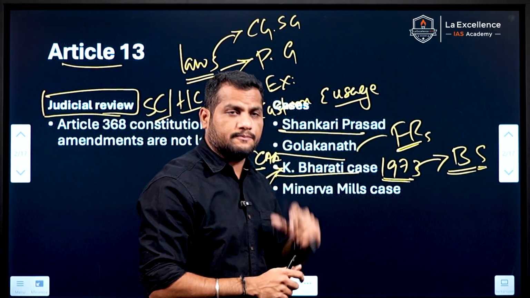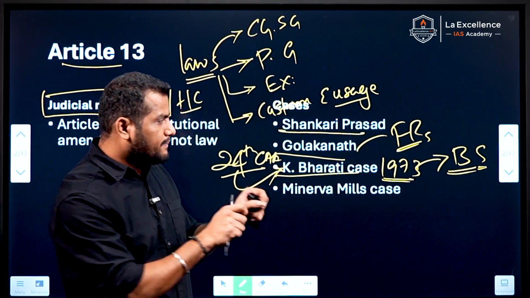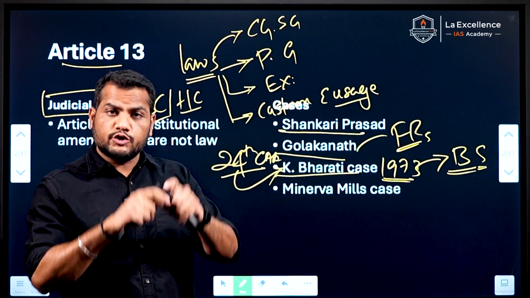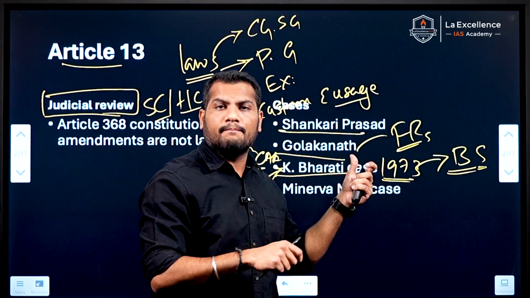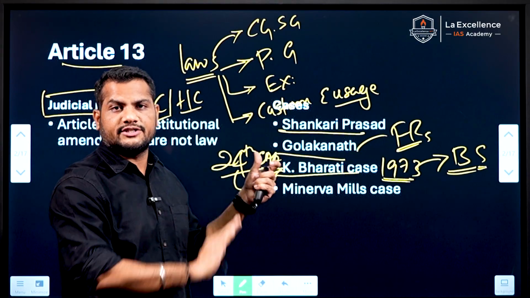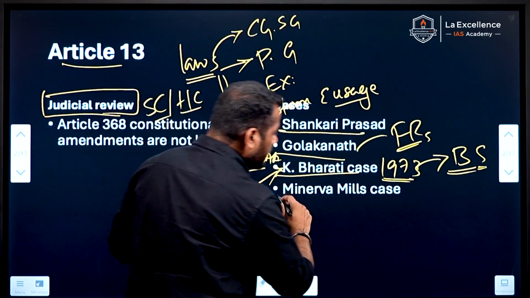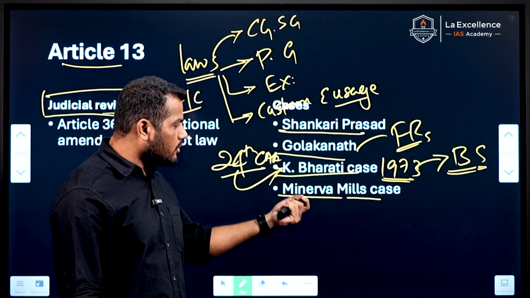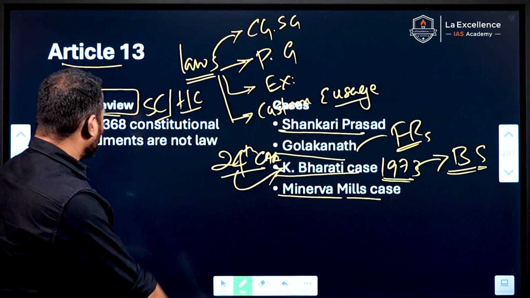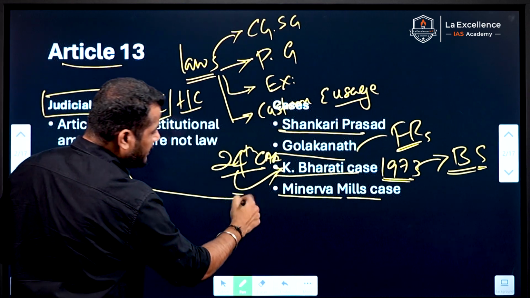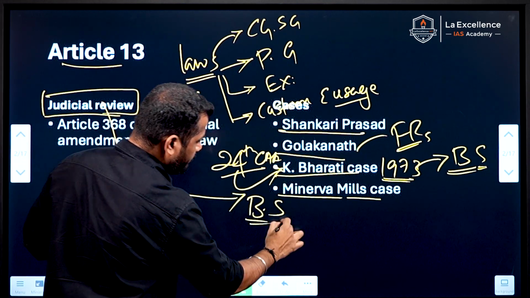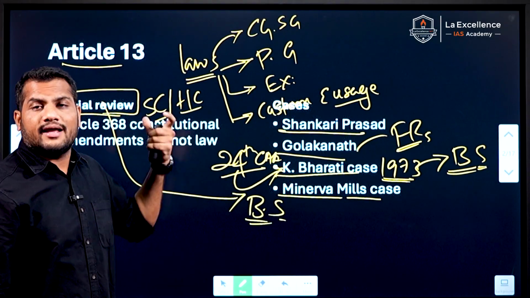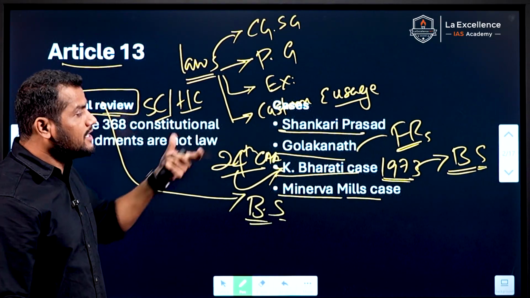But what is the basic structure? Simply, there are fundamental features in the Constitution. These should not be taken away by Parliament by amending the Constitution using Article 368. This was again highlighted by the Minerva Mills case in 1981. The Supreme Court said that judicial review itself is a basic structure. Means judicial review is part of the basic structure. Parliament cannot take away the power of judicial review from the judiciary.